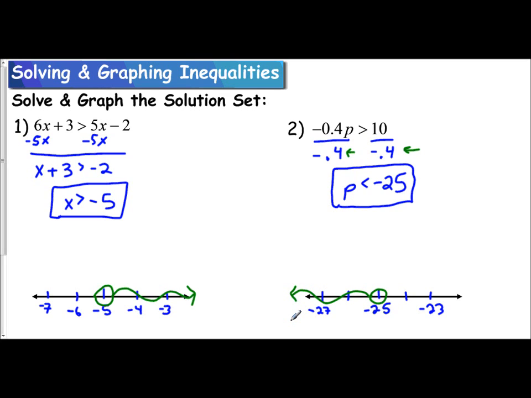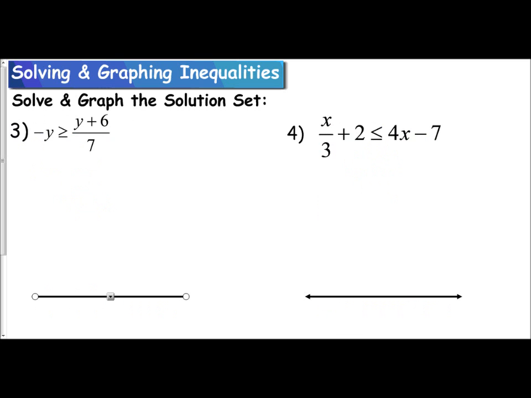So to solve, we follow the same setup as before, except for when you multiply or divide by a negative, you flip the inequality symbol. Let's look at examples 3 and 4. Now this one's a little more unique. We have negative y is greater than or equal to y plus 6 over 7. And so we need to figure out how do we go about solving this problem.